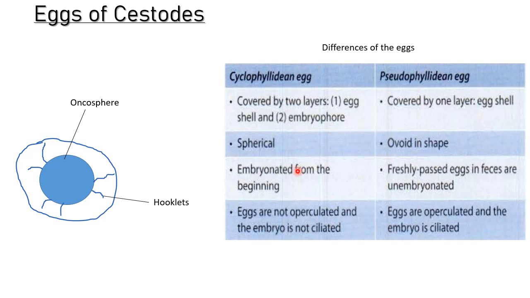Then we have the cyclophilidian egg being embryonated from the beginning, while the pseudophilidian egg is unembryonated and it is passed in feces. Then the cyclophilidian eggs are not operculated, while the pseudophilidian eggs are operculated. Then in terms of cilia, the cyclophilidian eggs are not ciliated, while the pseudophilidian eggs are ciliated.